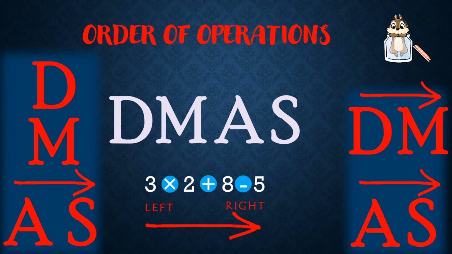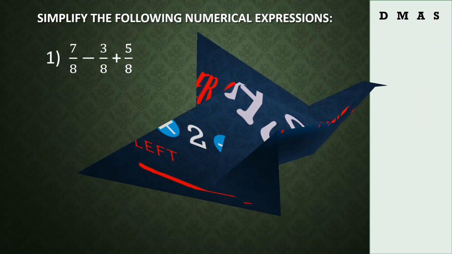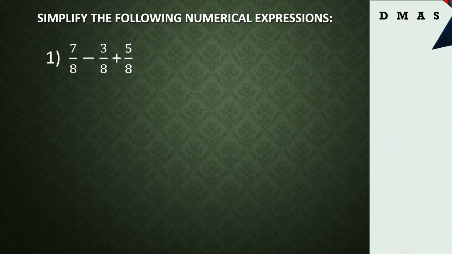Both the ways give the same answers. Why? Because multiplication is the inverse of division and division is the inverse of multiplication. So whichever way you apply, you will get the same answer. Now using these rules, let's try to solve some examples. Simplify the following numerical expressions.